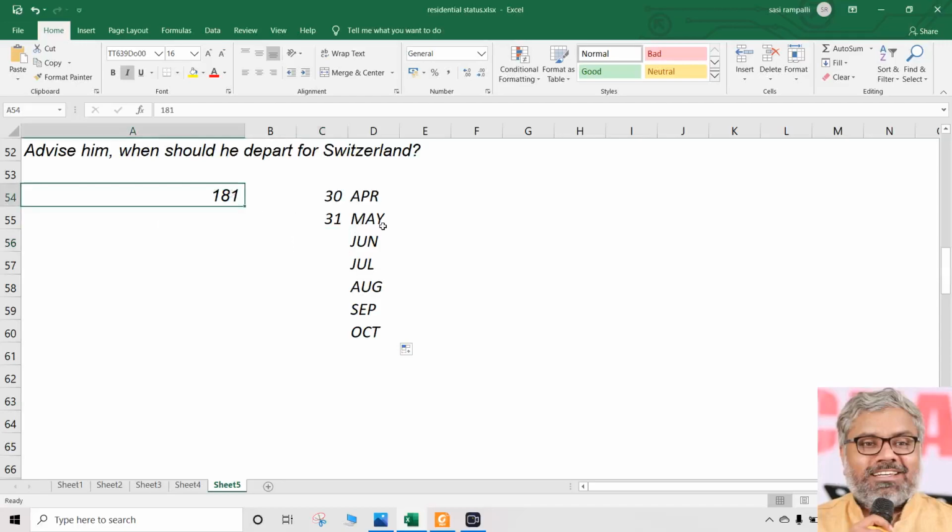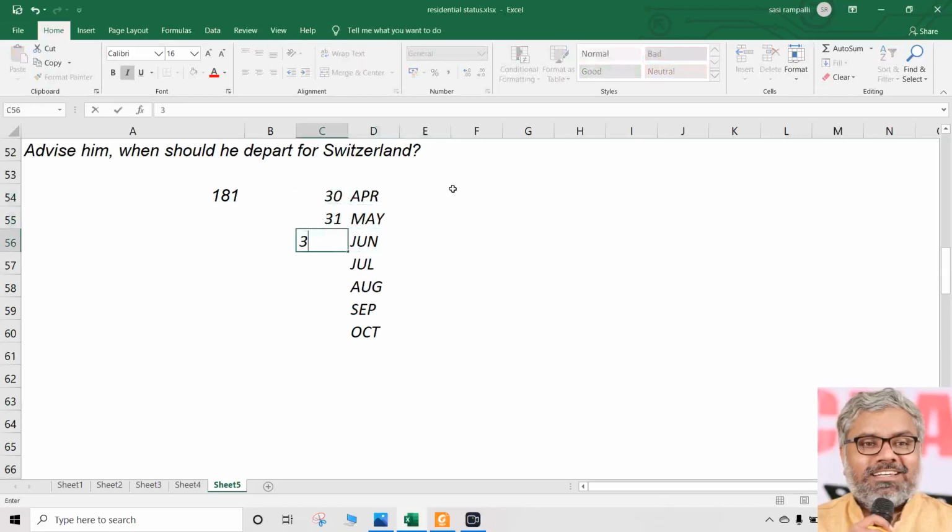But he cannot stay for more than 181 days. 30 is okay. 31 is also okay. So by the end of April, he would be staying for 30 days. End of May, he would be staying for 61 days. Then again June 30, July, August.